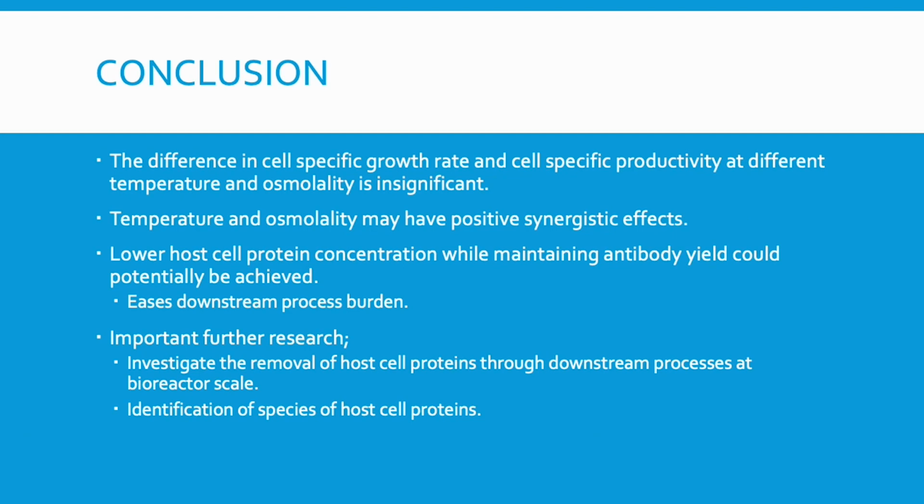From these findings, some of the key points that I would like to highlight are: there is an insignificant difference in average cell growth and production rate for all culture conditions. This could indicate positive synergistic effects of both parameters. Some culture conditions have the potential to produce a culture with lower host cell protein level and at the same time maintain the antibody yield, which in turn can lessen the load on the downstream process.